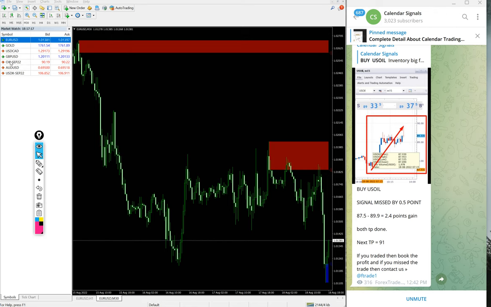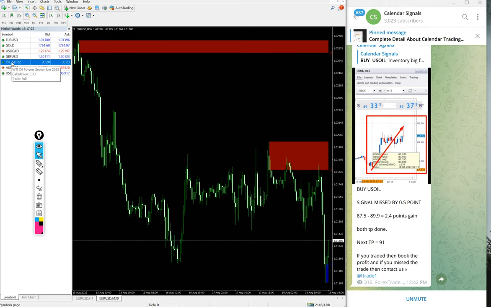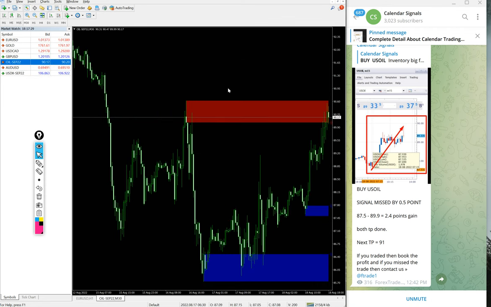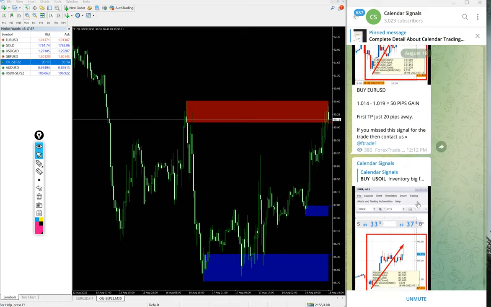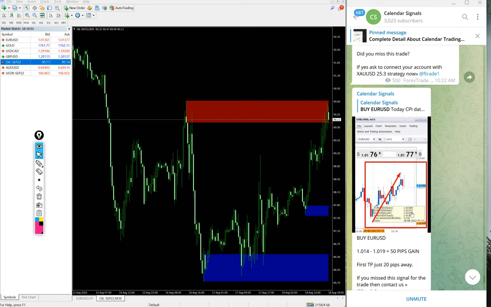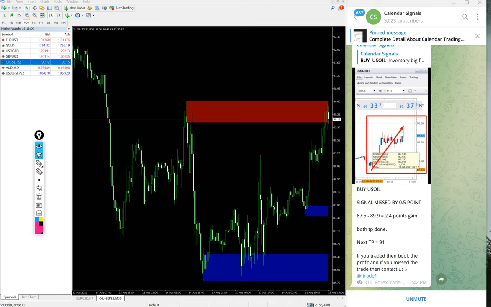Then buy USOIL. USOIL entry marginally missed by 0.5 point, and those who had taken the entry would have made good profit. Entry at 87.5 and high traded 90.5, so 3 points gain. If you had taken the entry on buy USOIL, you would have made a good profit of 3 points. So out of 4 signals we gave today, 3 precisely performed from our level, and USOIL marginally missed, entry missed by 0.5 point, but it performed for 3 points gain.